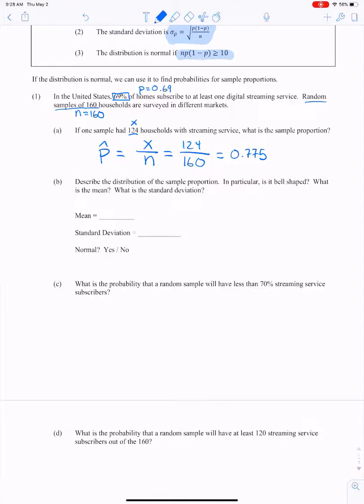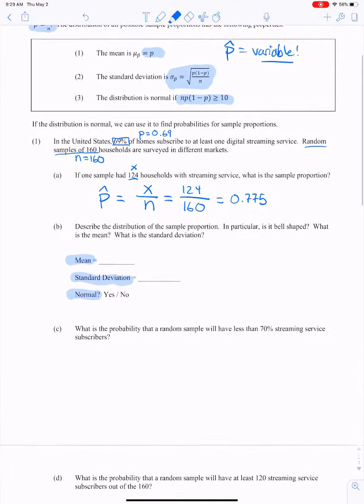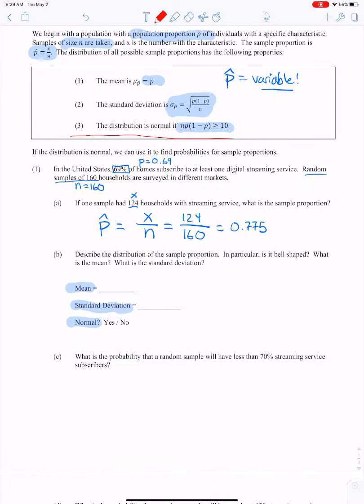What's the sample proportion? So part B asks for what is the mean, which is the center, the standard deviation, which is how widely dispersed it is, and whether or not it's normal. That's the shape. Those are these three things that I've highlighted right up here. That's how we describe the distribution. Okay, so the mean is equal to the proportion. So the mean of the new distribution is just equal to P, and that's equal to 0.69.